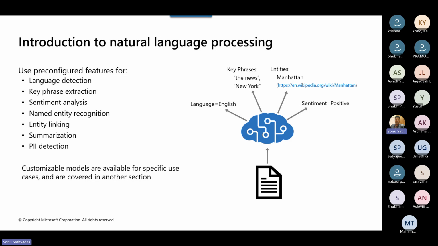Suppose I have an input text and I want to know which language is used in that text. Then I can use the language detection feature of text analytics, because we are analyzing the given text. By analyzing, I want to know which language is used. Key phrase extraction means extracting the main talking points of a paragraph or a sentence.